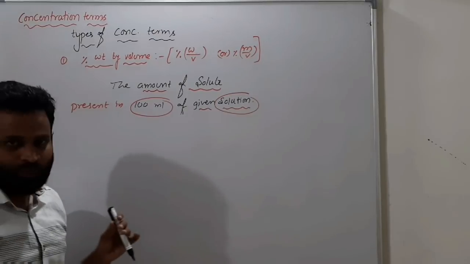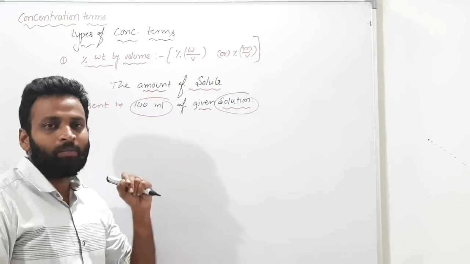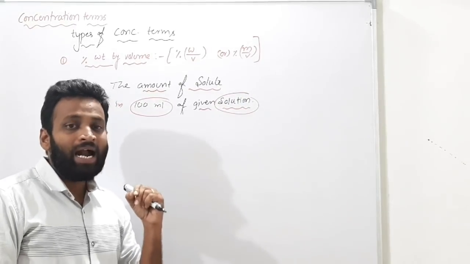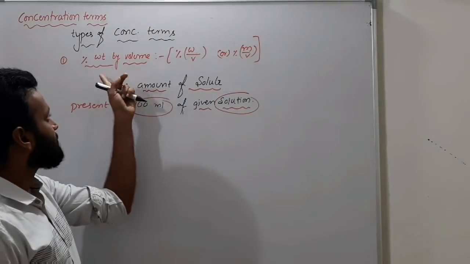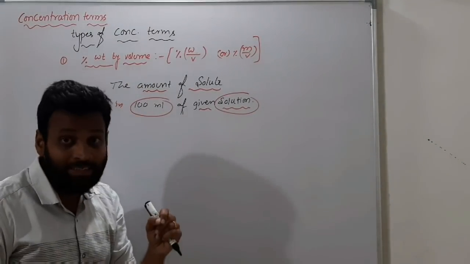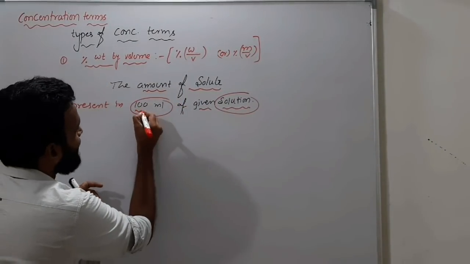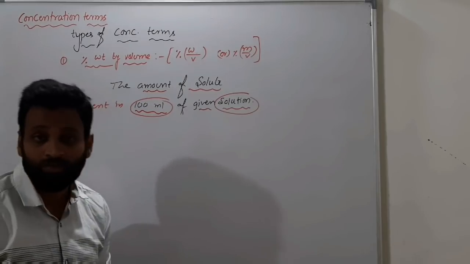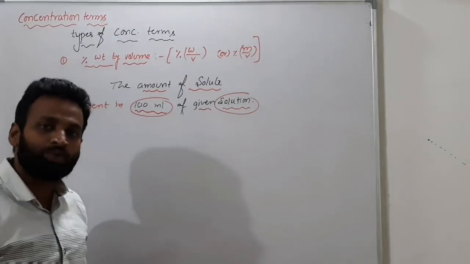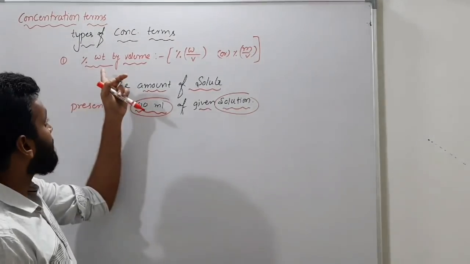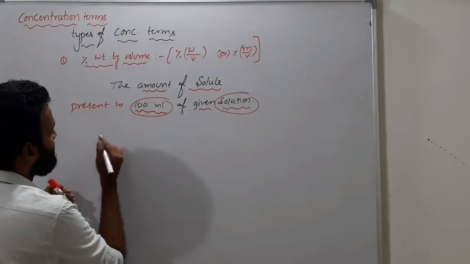What I wrote here, 100 ml. Do you observe the difference? In the previous one, percentage weight by weight means the amount of solute present in 100 grams of given solution. Now what I wrote, percentage weight by volume means the amount of solute present in 100 ml of given solution. So weight present in a particular volume of a given solution you have to consider for percentage weight by volume. Hope you understood.